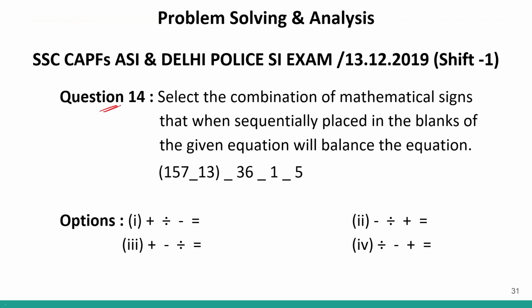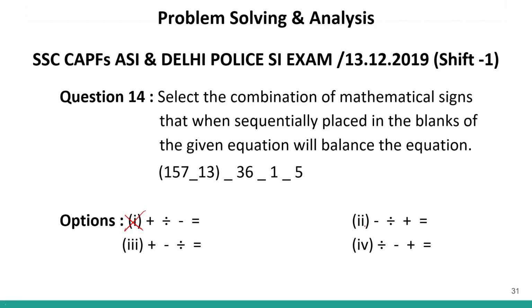Clear? Now, question number 14. In question number 14, again we are given certain numbers and we have to fill in these symbols in these blanks to identify which option will make this a correct expression. So let us start with option number 1. In option number 1, this is plus, this is divide, this is minus and this is equal to. So it will be 157 plus 13, this will be 170, divided by 36, minus 1. Will this be equal to 5? Definitely not. So option number 1 is eliminated. Clear?